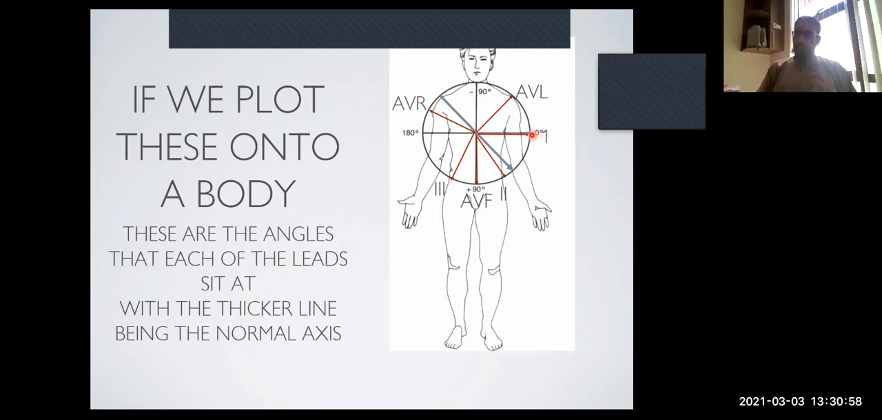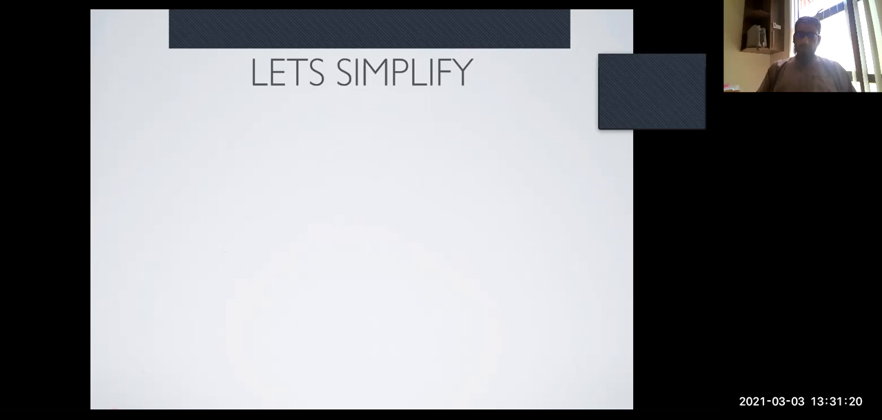But essentially, we look at 0 degrees, minus 90, 180, 0, 90, and 180, all right? And we have each lead. So we have AVR here, AVR there, lead 1, lead 2, lead 3, and lead AVF, looking at the heart directly from the bottom, all right? This thick line here is the normal axis. So that's what we normally see. Okay, good.